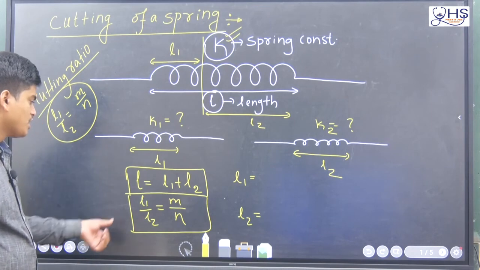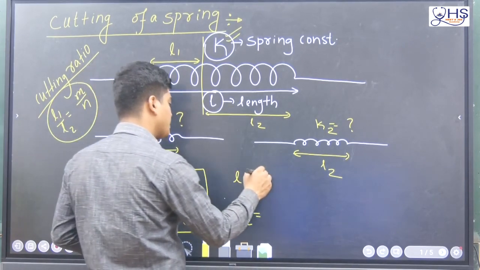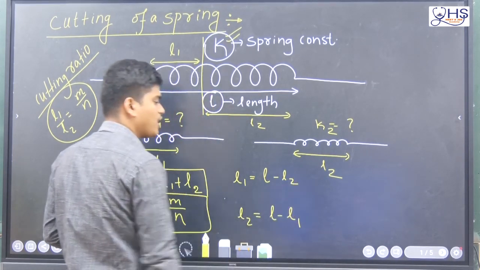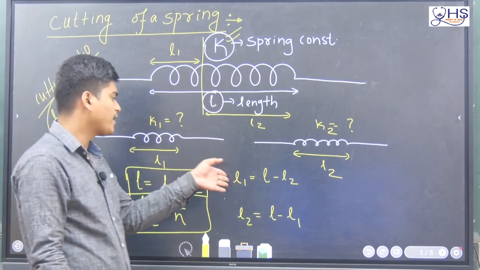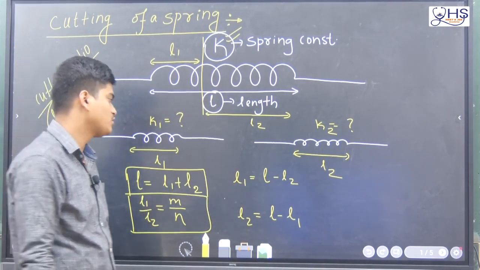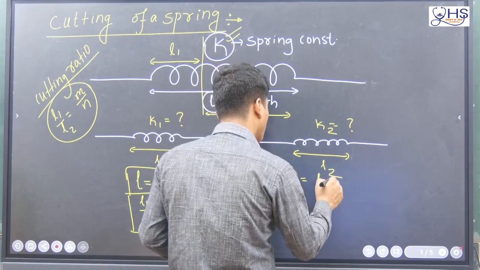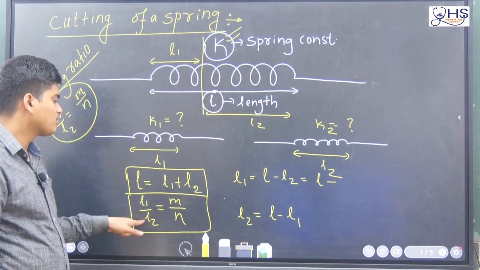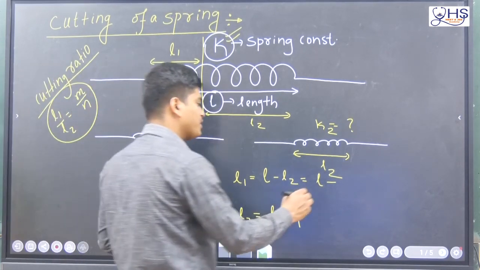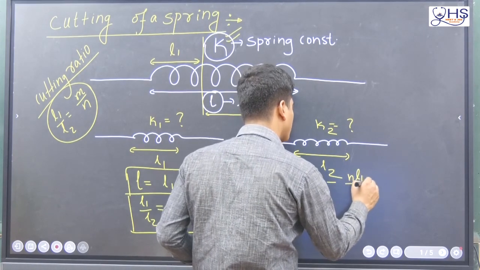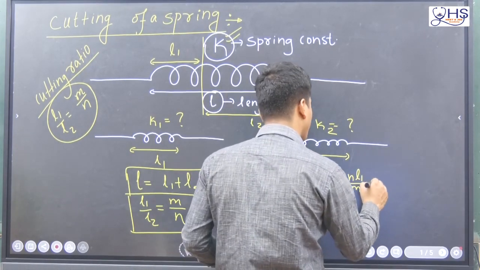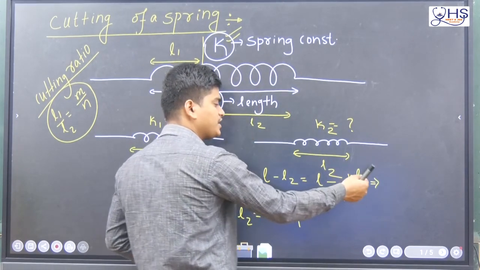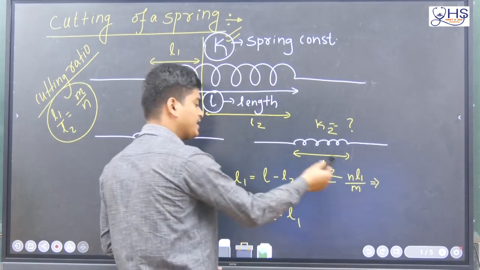So how to find that? If you want to write L1, that can be written as L minus L2, or if you want to write L2, I can write L minus L1. Simple thing: L1 is L minus L2, and L2 is L minus L1. Now here, L equals L1 plus L2, and if I calculate L2, it is N times L1 by M. So in place of L2 I put N times L1 by M. Here L1 is there on one side and another L1 is there, so I can take this to the left hand side.